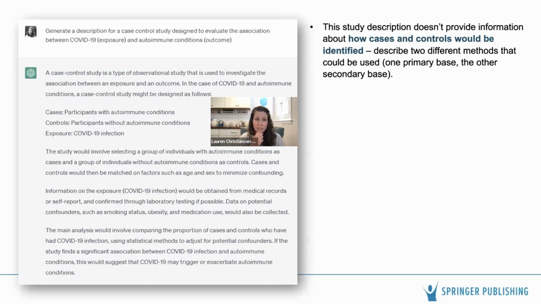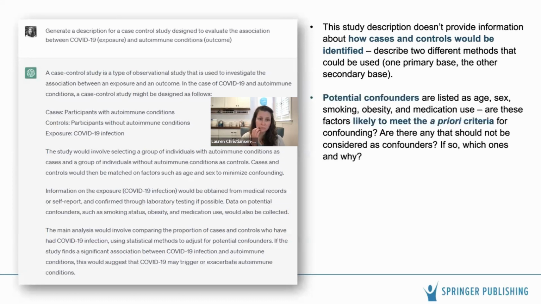Some other probing questions that we could use on the basis of this study description: it tells us we would find cases and controls, which is great, but maybe we want our students to pause and think a little bit more about that and wonder, how might we identify cases and controls? You might have talked to them about the difference between primary and secondary base case-control designs, and we can ask them to come up with two different methods of case and control selection, one that would fall under that primary base umbrella, while the other would be under secondary base.